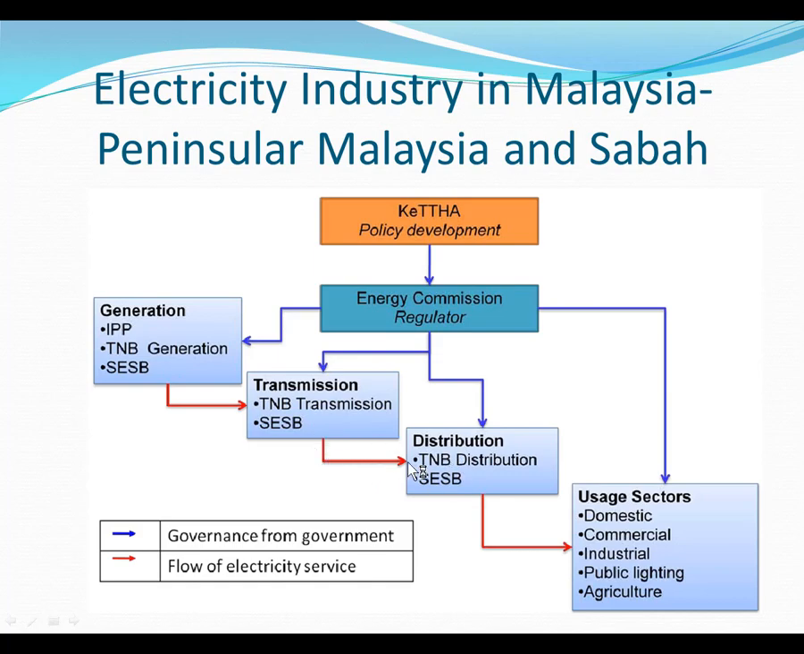After that, we have distribution. For the distribution, we have TNB Distribution and SESB. And finally, from the distribution, we supply to the load center, which is domestic, commercial, industrial, public lighting, and agriculture. These are the loads. If you look, this is the electricity industry structure in Malaysia. Okay, this is the governance from the ministry to the Energy Commission, and generation to the transmission, distribution, and loads.